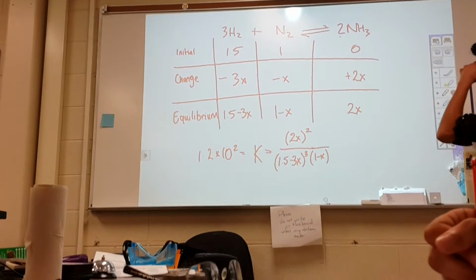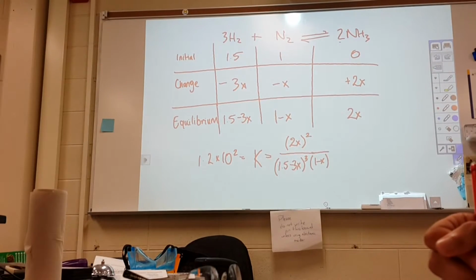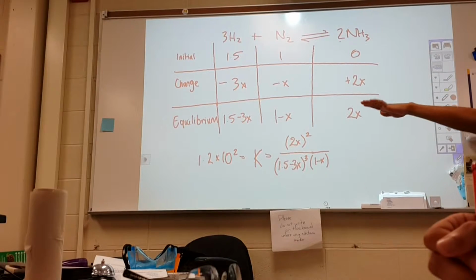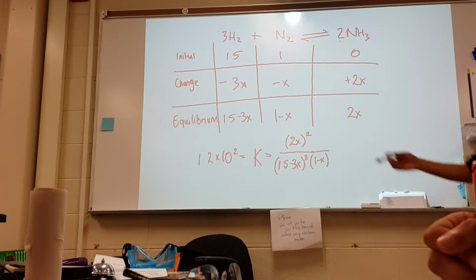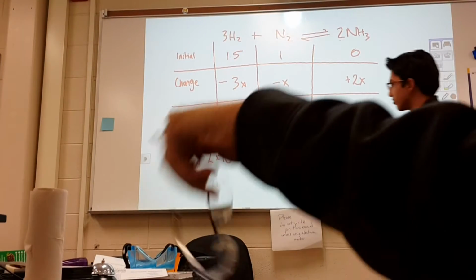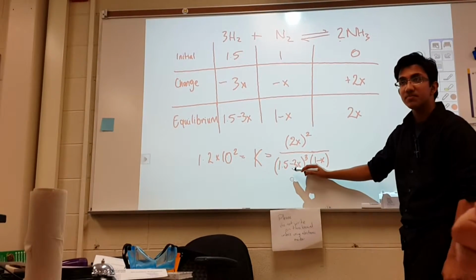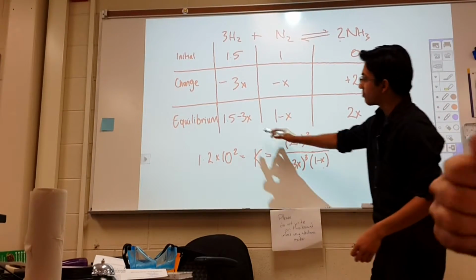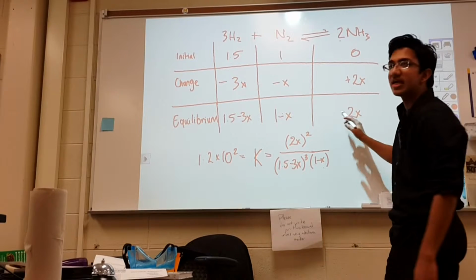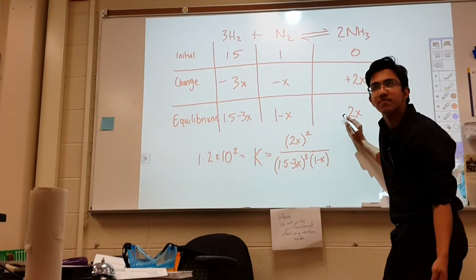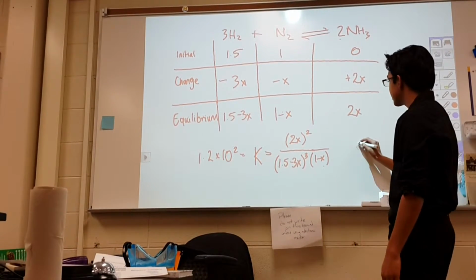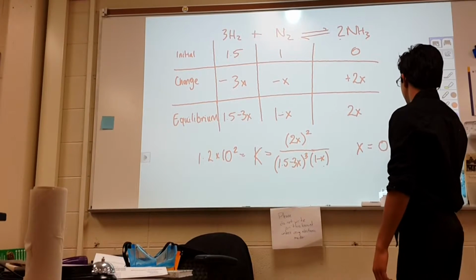Wow, that's a really gross equation to solve. Oh, we have to solve that now. Okay, so we're going to cut it off here and go home. But the way you'd finish this problem would be you would solve for x, and then you'd plug it into all of these and calculate your equilibrium concentrations. Make sense? So let's just say that x ended up being 0.2.